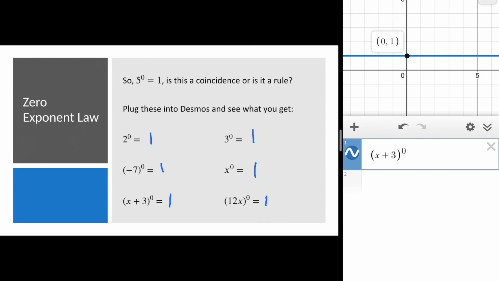So is it a coincidence or is it a rule? It is a rule. So any time we have a power of 0, the zero exponent law says that anything raised to the power of 0 is 1. Okay, so the zero exponent law is anything raised to the 0 power is 1. Perfect. Make sure you have this written down in your notes.